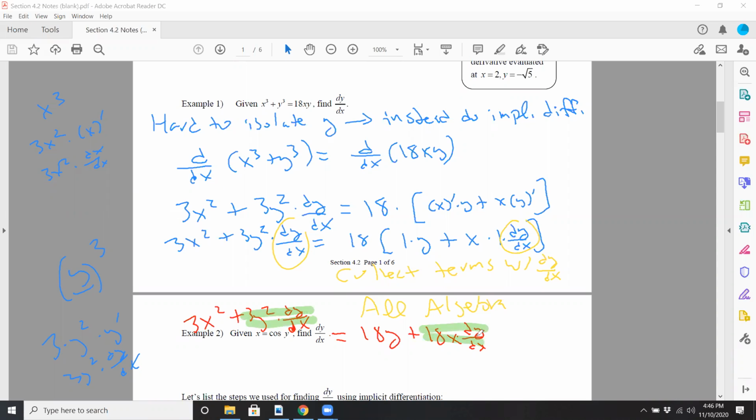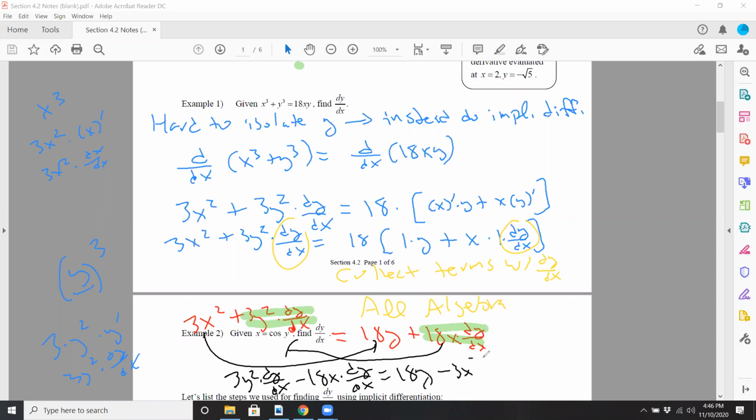And we'll collect, it doesn't matter how you collect them on either side, I don't really care. They'll be all the same thing. Let's say I move this over here and the 3x squared over to the side. So now I got 3y squared times dy over dx minus 18x times dy over dx equals 18y minus 3x squared. Now I could factor out dy over dx on the left side. So dy over dx is pulled out. It's 3y squared minus 18x equals 18y minus 3.